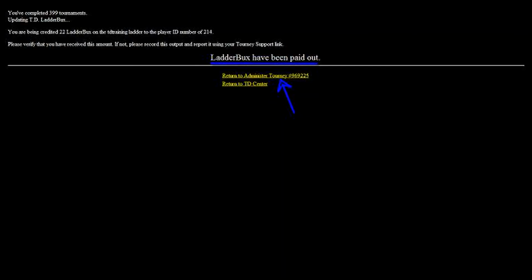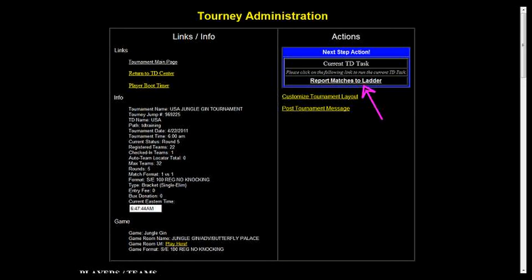Ladder backs have been added to the player's account, and an email sent out to the players too. Now, click on Return to Administer Tourney. Your tournament number will be here. Now, click on Report Matches to Ladder.